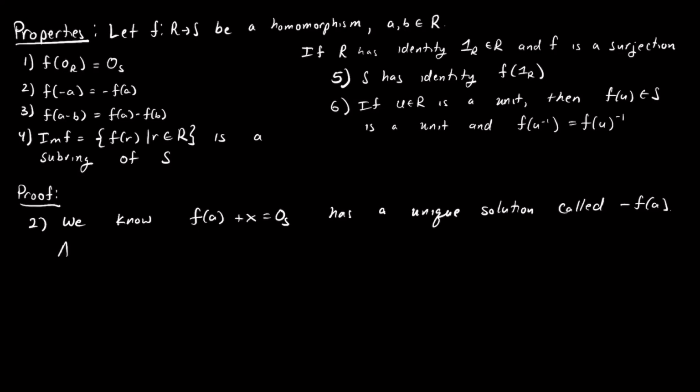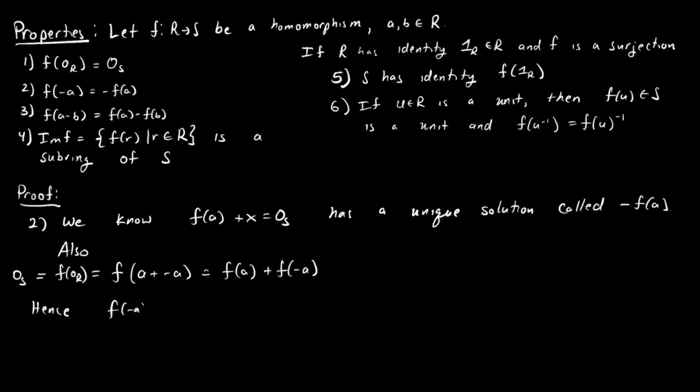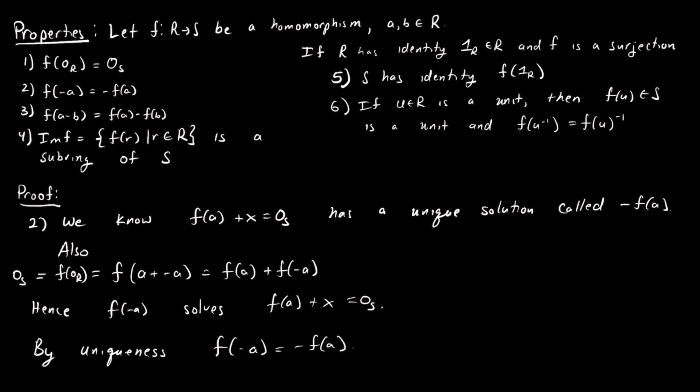Okay, we also have, if I look at f of a plus negative a, this is going to be f of a plus f of negative a. And on the other hand, this is equal to f of 0R, which is equal to 0S. So hence, I know that f of negative a also solves this equation, f of a plus x is equal to 0S. And so by uniqueness, it has to be that f of negative a is the additive inverse of f of a. So that gives us property 2.